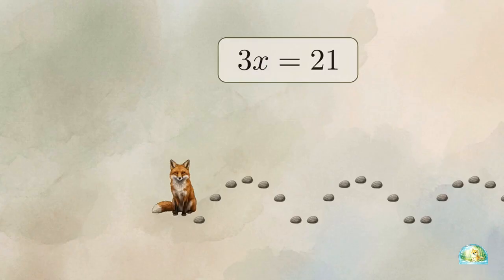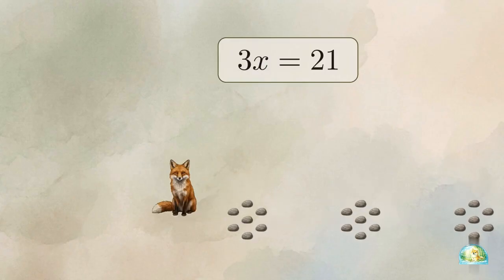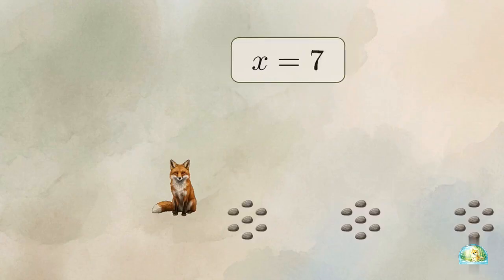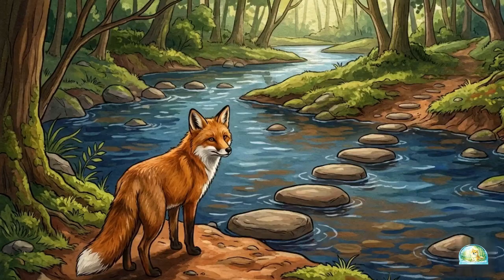Now we can handle the multiplication. We divide the remaining amount by 3, splitting the path into equal chunks. X equals 7. That is the reliable sequence for a two-step equation. Always undo the added or subtracted amount first, then undo the multiplication.